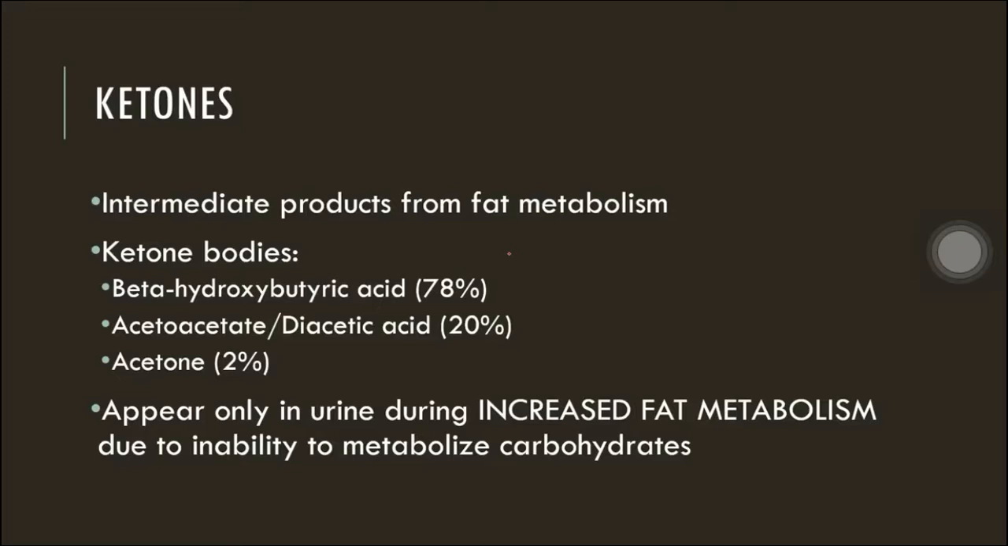Normally, may ketone bodies in certain conditions, but hindi siya nag-appear sa urine. Ano lang yung mga condition na nag-appear sa urine? Pag increased na yung fat metabolism. Normally kasi may ketone bodies naman talaga tayo, but in small amounts. But it only appears in urine if there is an increased fat metabolism because of an inability or failure to metabolize carbohydrates. Ito yung condition na alam natin, of course, diabetes mellitus, specifically type 1 diabetes mellitus, in which there is an inability to metabolize carbohydrates associated with increased fat metabolism.